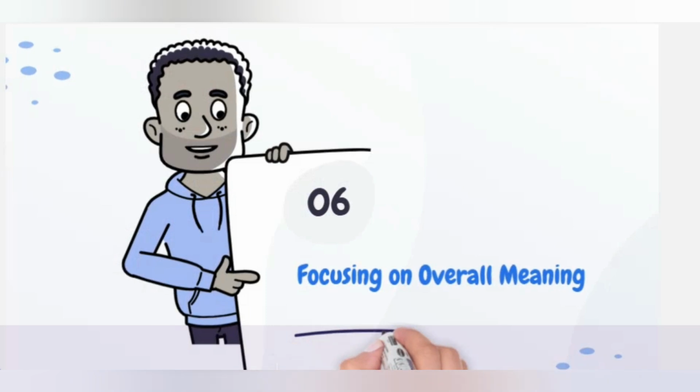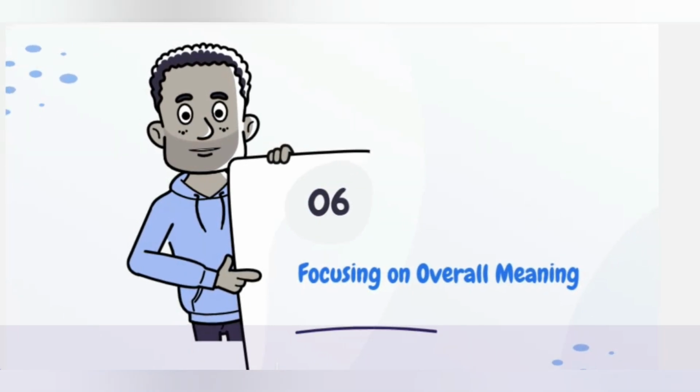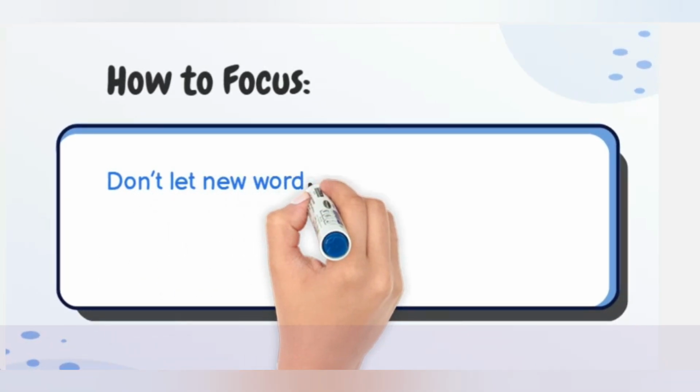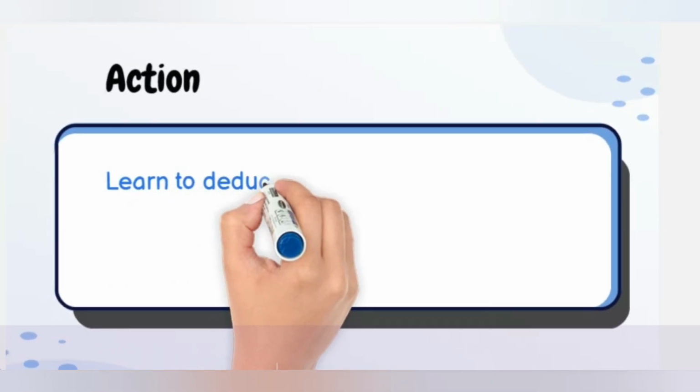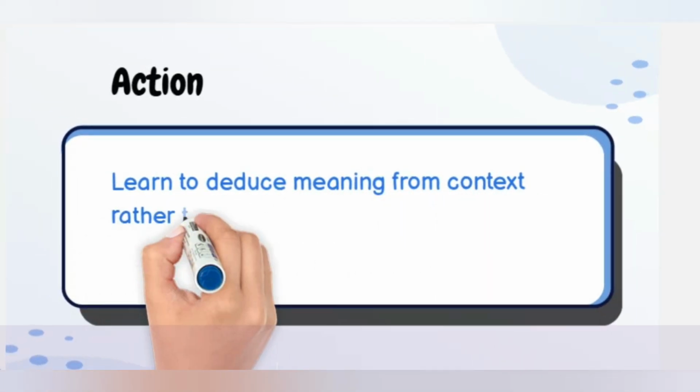Understanding context is key to grasping film narratives. How to focus. Don't let new words distract. Focus on the scene's message. Action. Learn to deduce meaning from context rather than translations.